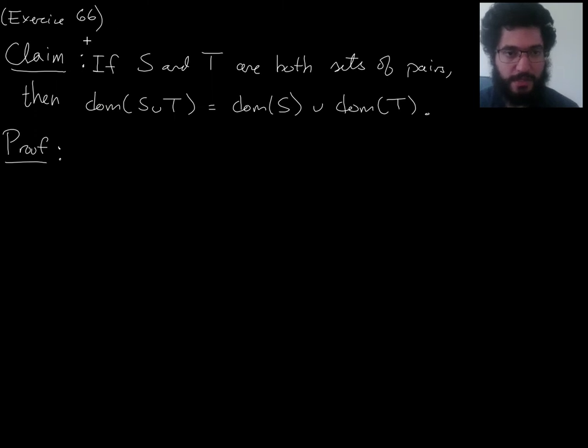Let's do exercise 66 together as a further example of proving some things involving domain. And I like this one because it incorporates union, which is another thing we recently learned about. So we're going to prove that if S and T are both sets of pairs, then the domain of their union is the union of their domains.